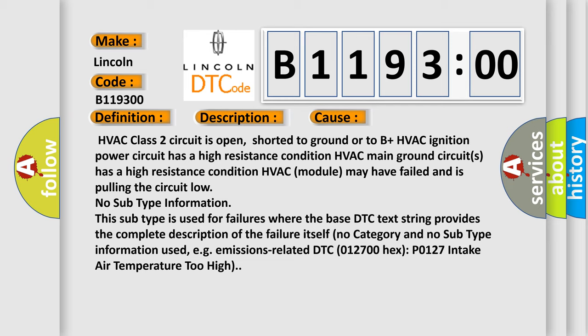This diagnostic error occurs most often in these cases. HVAC class 2 circuit is open, shorted to ground or to B+. HVAC ignition power circuit has a high resistance condition. HVAC main ground circuits have a high resistance condition. HVAC module has failed and is pulling the circuit low. No subtype information. This subtype is used for failures where the base DTC text string provides the complete description of the failure itself. No category and no subtype information used, e.g. emissions related. DTC 012700 hex P0127 intake air temperature too high.